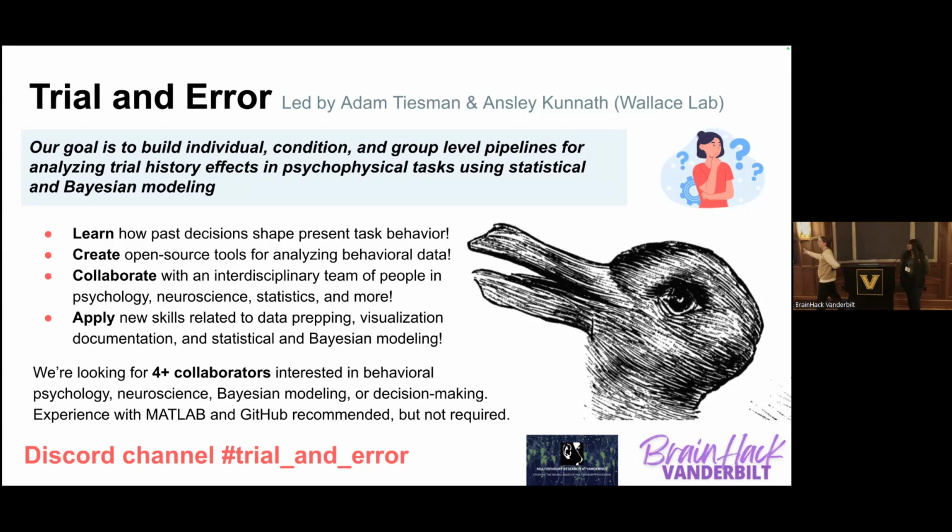What if I said, can you see a duck though? Can everyone see a duck? Or if I said, can you see a rabbit? Can everyone see a rabbit? That's kind of the basis of what trial history effects are. So we can, what we would say, prime. What you're primed to expect influences what you would consider your current perception to be.